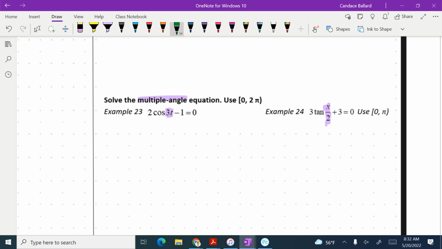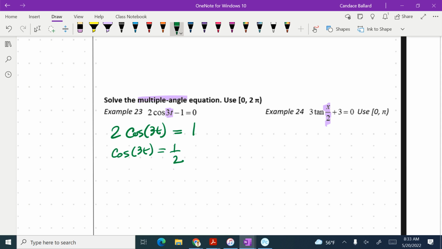So what do I need to do to move the 1 to the other side? Good. So we've got 2 cosine of 3t equals 1. All right. What am I going to do to move the 2 to the other side? Good. So cosine of 3t equals 1/2.